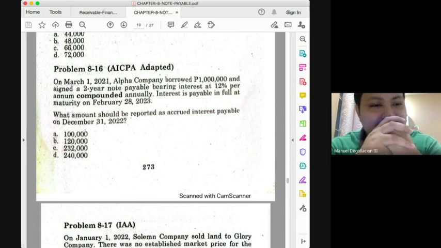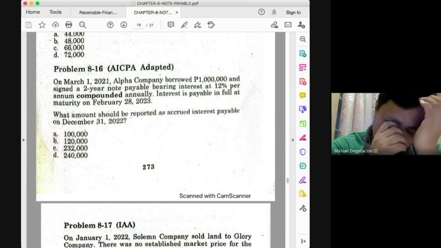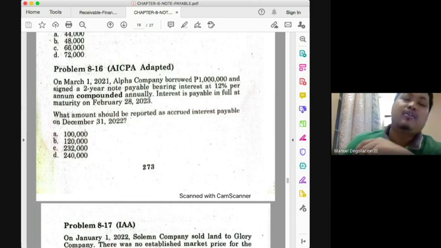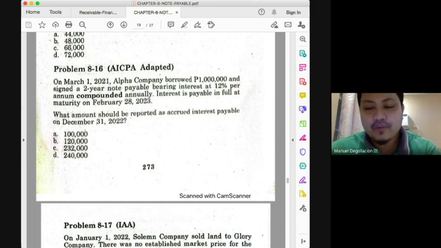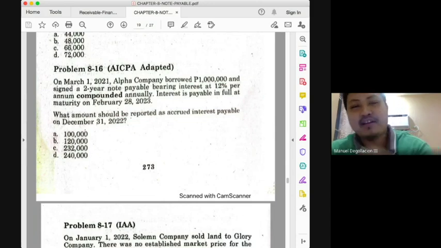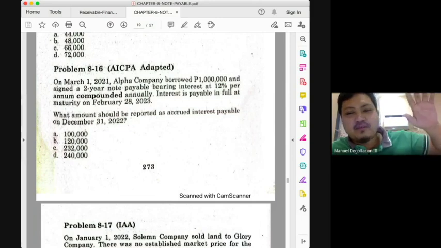And luckily, class, we're only asked for the second year. So at least it's not very complicated. For the first year, that's from March 1, 2021 to March 1, 2022, how much interest will be earned? We have the principal of 1 million, and then it will earn interest of 120. So on the first year, we have interest of 120.